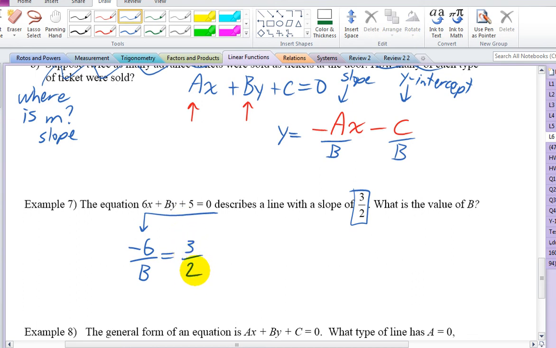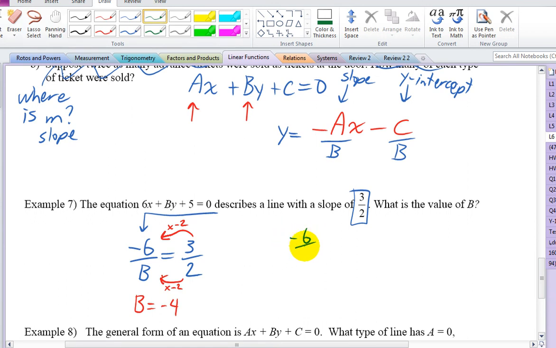So a lot of times you're going to look at it and tell me what b is. Who knows what b is? What would you do to go to negative 6? Times it by negative 2. So what would you do down here? Times by negative 2. So b would equal what? Negative 4.